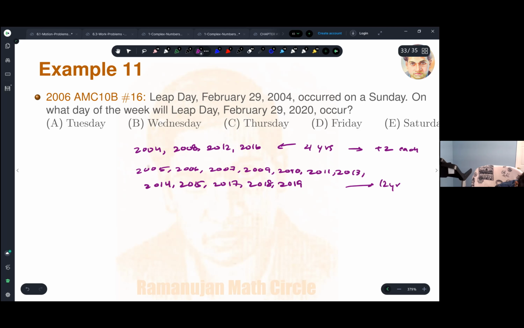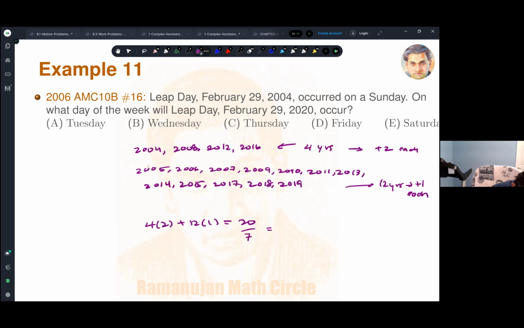And those would be +1 each. So it would be 4 times 2 plus 12 times 1. So that's +20. So 20 would mean that you'd have to divide that by 7 to see how much the shift occurs in terms of the days of the week.